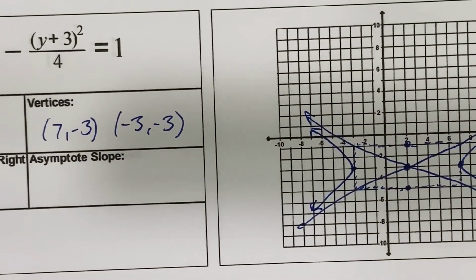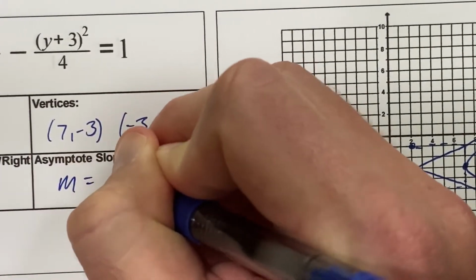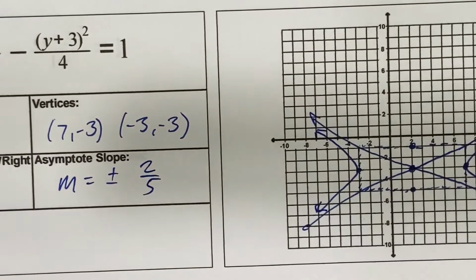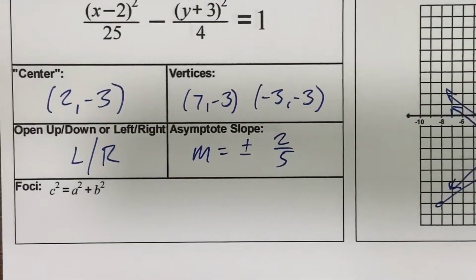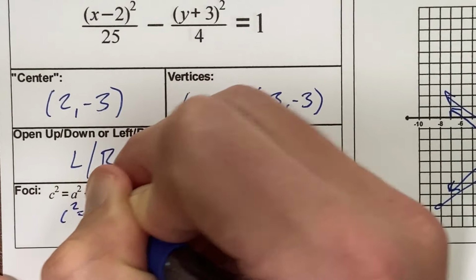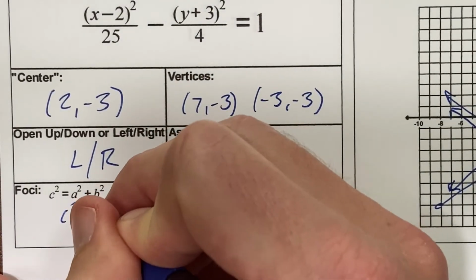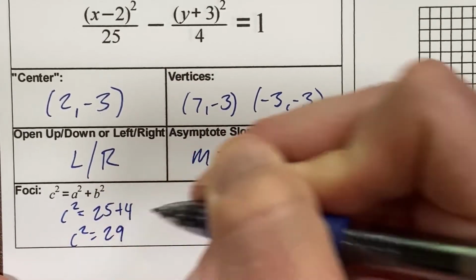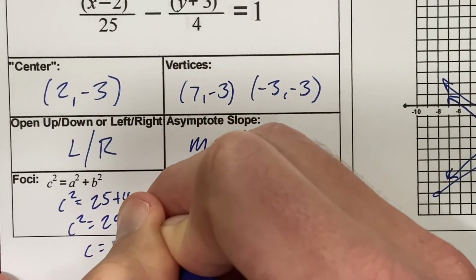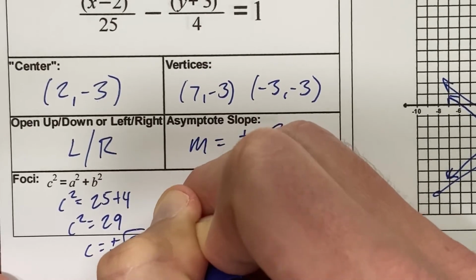Okay. And the asymptote slope would be what? Up to and over 5, and then down to and over 5. So that would be m equals plus or minus 2 over 5. And if I want to find my foci, I'm going to say c squared equals 25 plus 4. C squared equals 29. That means c equals plus or minus the square root of 29.